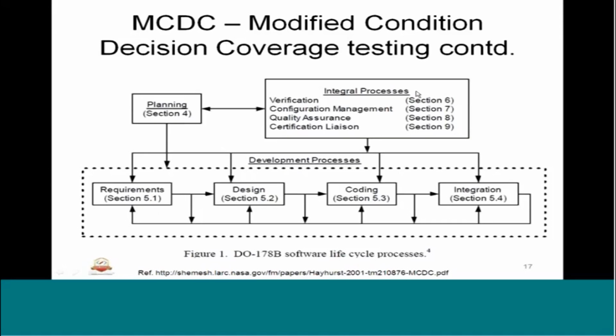Similarly, the very important part is the integral process, which has four sections that identify the verification process, the configuration management process, quality assurance, and certification liaison. Once we have these addressed, that aspect of the embedded system is called DO-178B compliant. Okay.